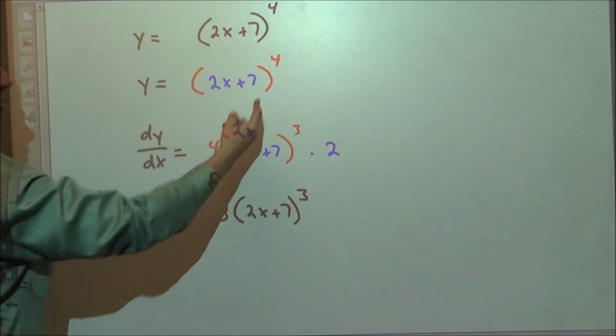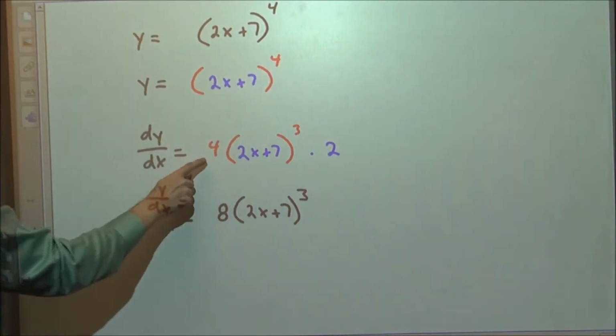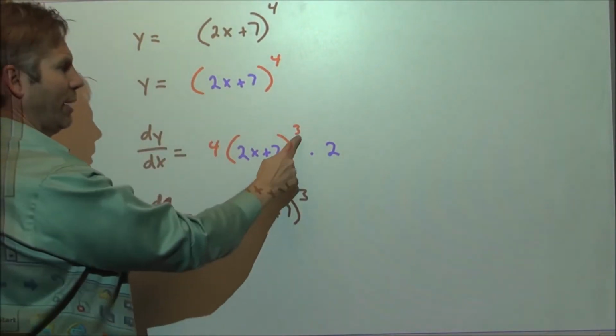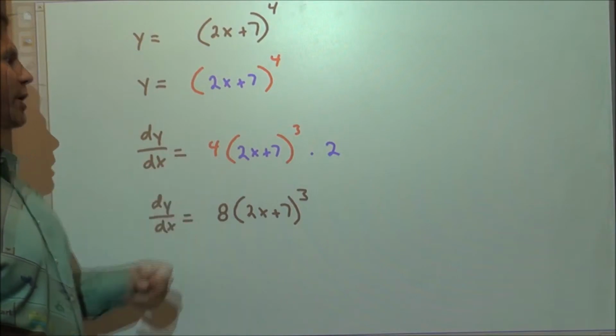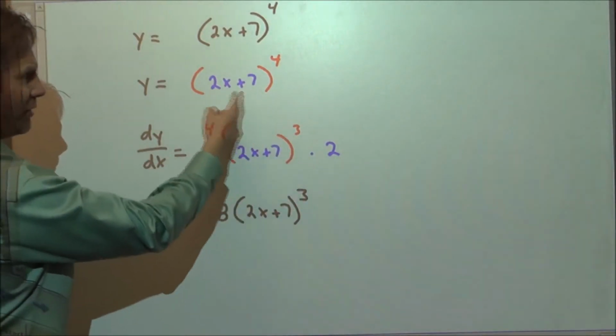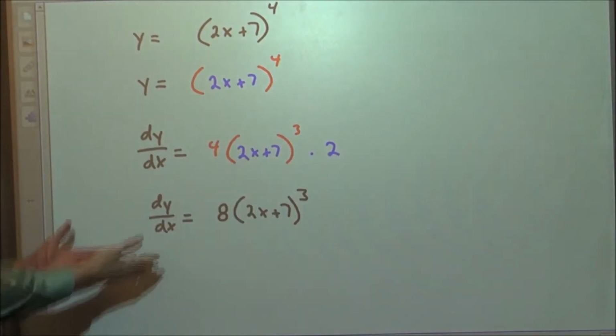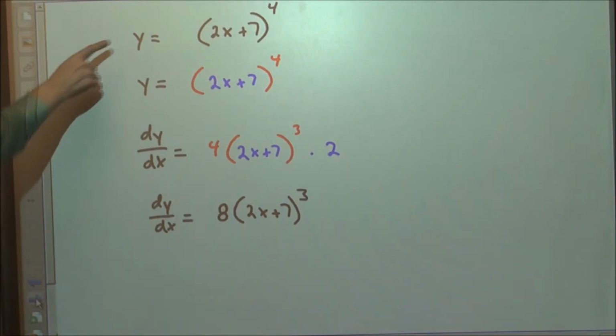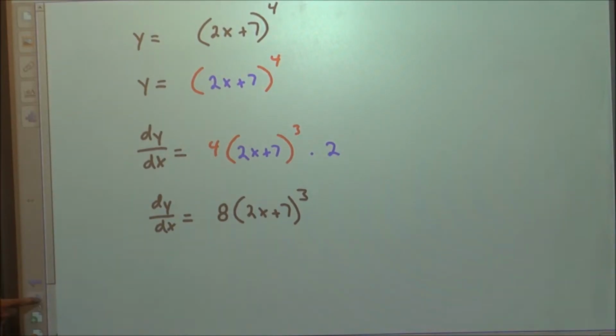So for the outer function, we take the derivative of it, so we multiply in front by 4, reduce the power by 1, leave that inner function the way it is, and then multiply it by the derivative of the inner function. So we end up with this being the derivative of that puppy right there with respect to x.